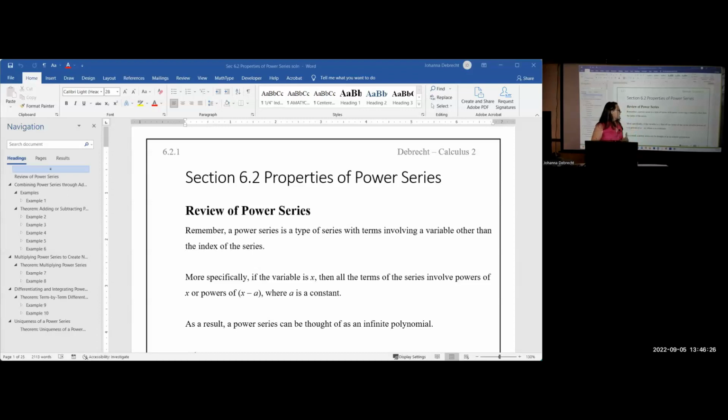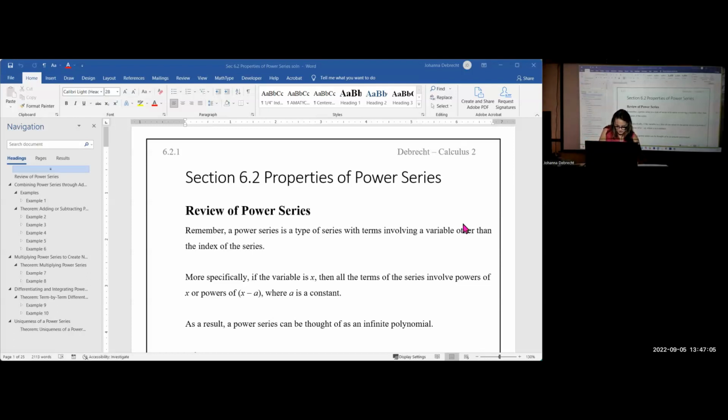So we want to start again by reviewing what we learned about power series in the previous section. Basically, a power series is a type of series where terms involve a variable other than the index of the series, so other than n or k. Typically, this variable is x. And if the variable is x, then the terms of the series involve powers of x or powers of the quantity x minus a, where a is some constant. So in this way, we can think of a power series as kind of being like an infinite polynomial.